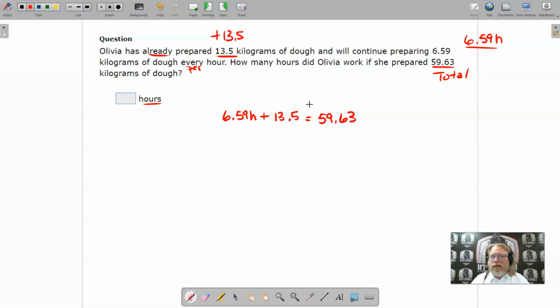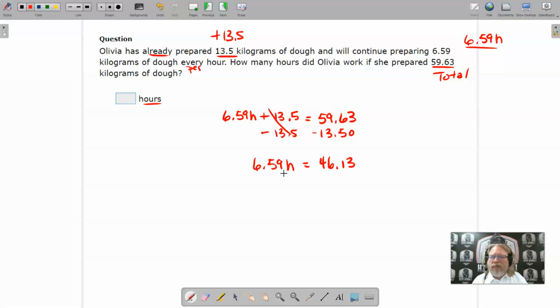So let's go ahead and deal with the positive 13.5 by subtracting 13.5 from each side. And what we do to one side, we're going to do to the other. Throw that 0 in there. Now these will cancel each other out, leaving us with the 6.59 H equals, and let's do that 59.63, and we're going to subtract from that 13.5, and that's going to give us 46.13.